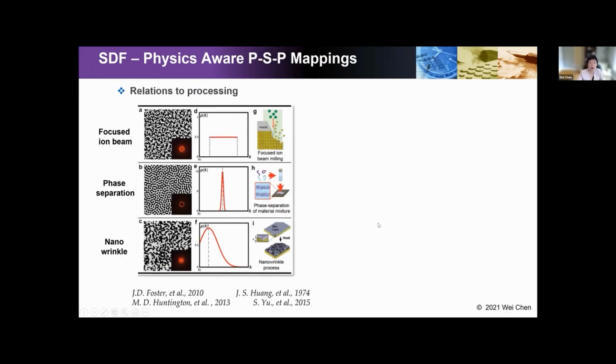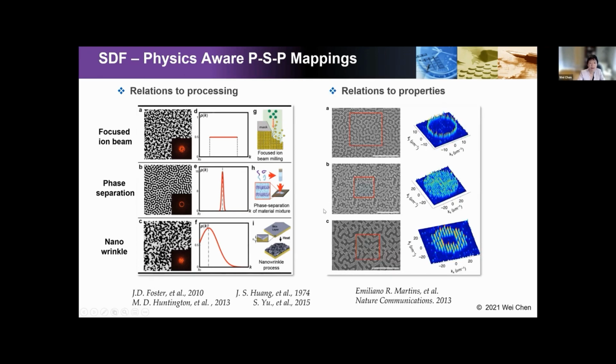This is the approach that we call the physics-aware design representation. It allows us to map structure to property easily. It also helps us create a relationship with processing very easily. Here I gave three examples. The samples are made by different processes like focused ion beam, phase separation, and nano wrinkling. For each of those processes, there's a very different spectral density function behind it. So this is almost like a signature of a process. And each of those spectral density functions can lead to different properties at the end.